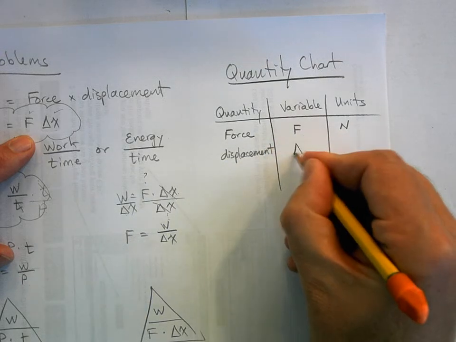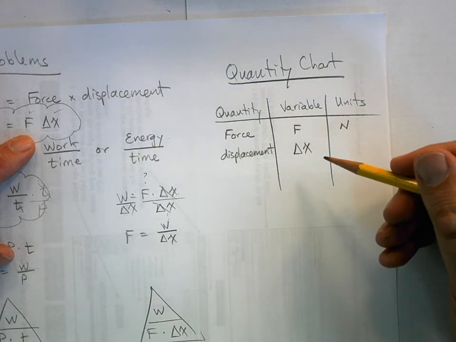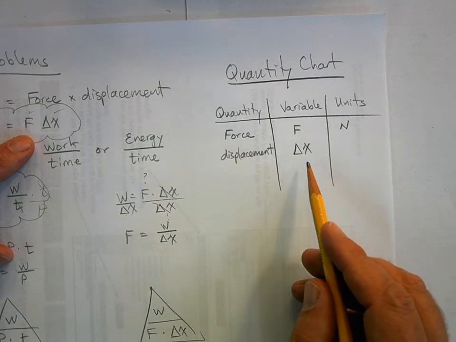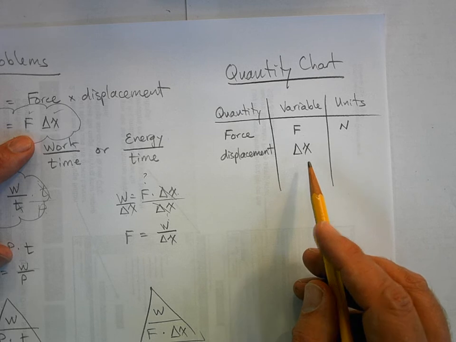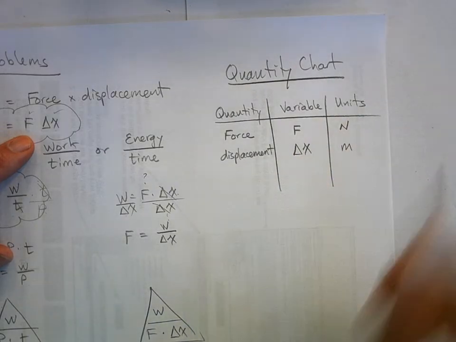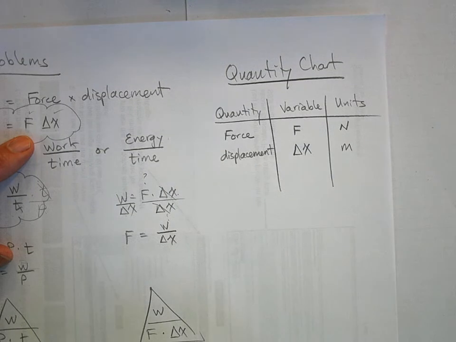Which we use delta x for. Sometimes we use delta y if something's being lifted up or down. You'll see some books using delta y for that. That's okay. Use delta y if you like. I'm just going to use delta x in this class, though. And the units are meters.